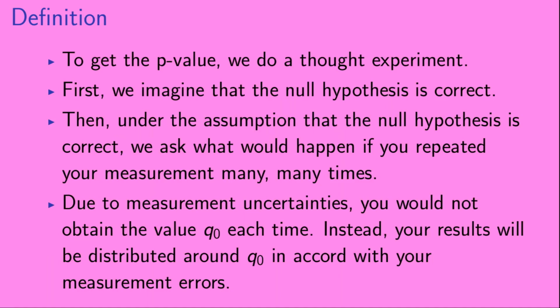First, we imagine that the null hypothesis is correct. Then, under the assumption that the null hypothesis is correct, we ask what would happen if you repeated your measurement many, many times. Due to measurement uncertainties, you would not obtain the value Q0 each time. Instead, your results will be distributed around Q0 in accord with your measurement errors.